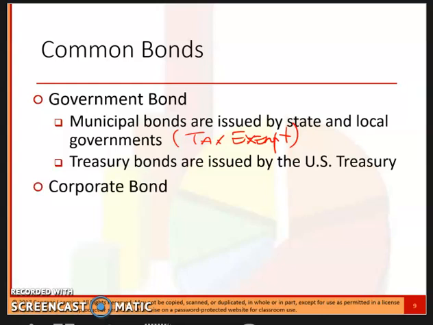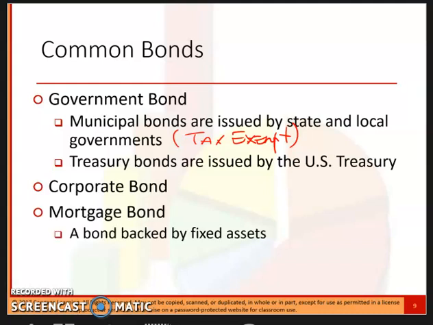Corporate bonds, just bonds issued by corporations, they can be of varying degrees of quality. We'll talk about ratings here in a little bit. Mortgage bonds. A mortgage bond is a bond backed by fixed assets. That can be any type of asset. When we think of mortgages, we think of home loans, but there are also securitized loans that are backed by car loans, equipment, so forth. So it can be many different types of things.